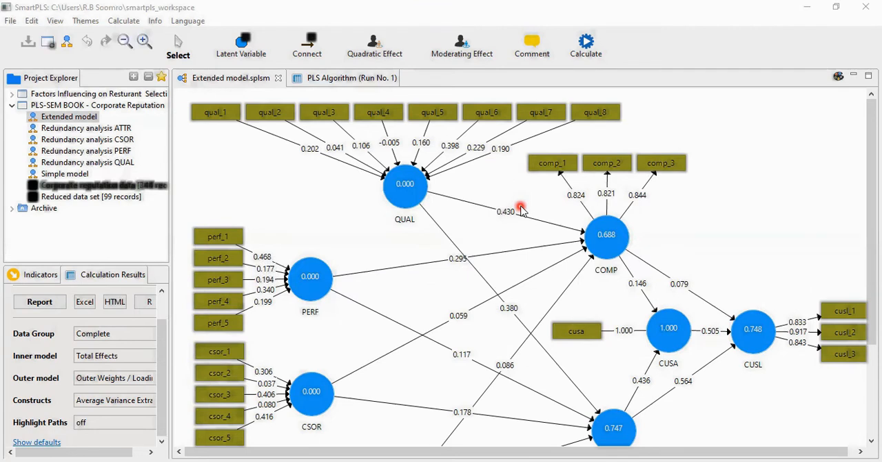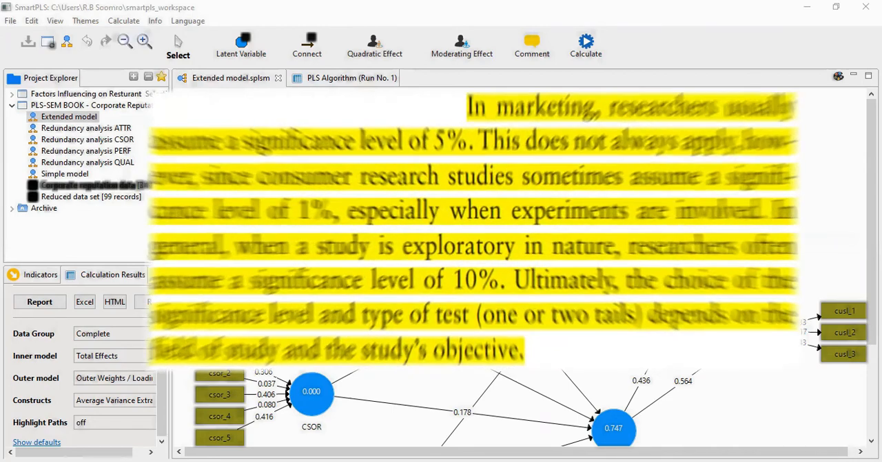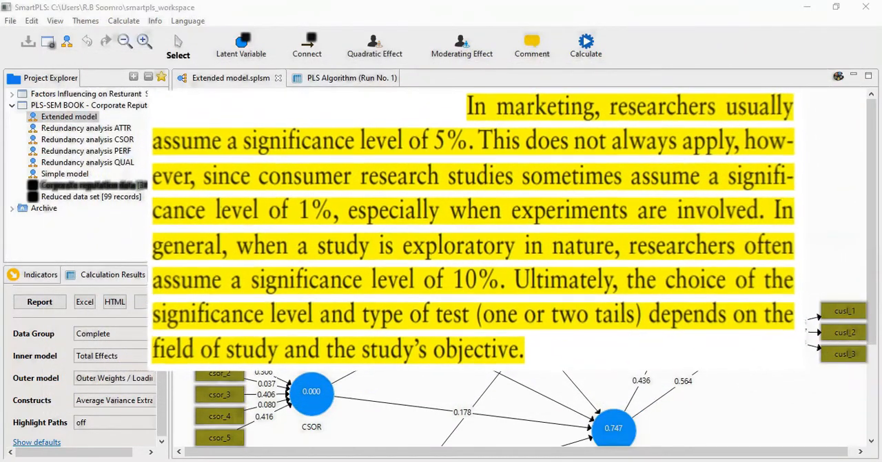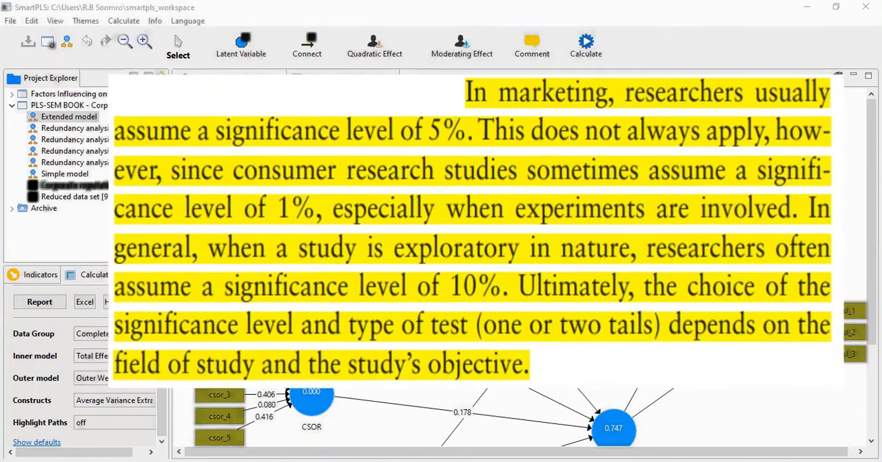The significance levels differ in different areas. Normally, if you are working on exploratory research and you select 90% as the confidence interval, that is a good thing.